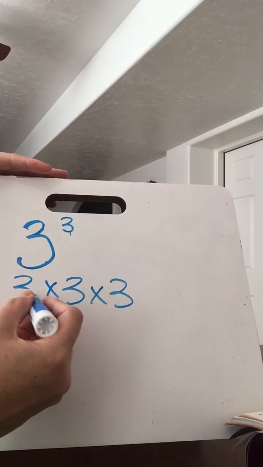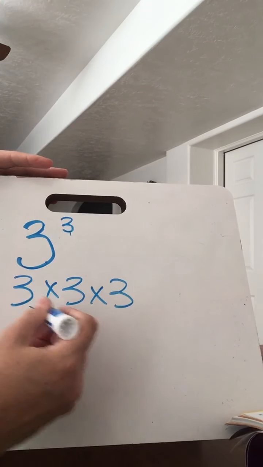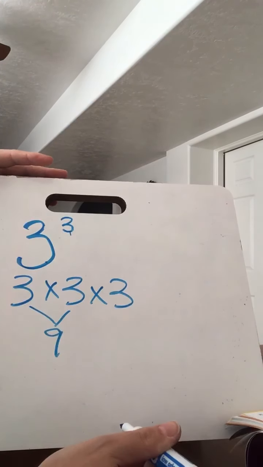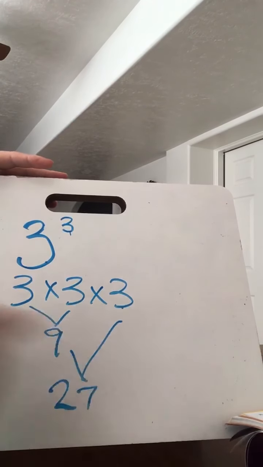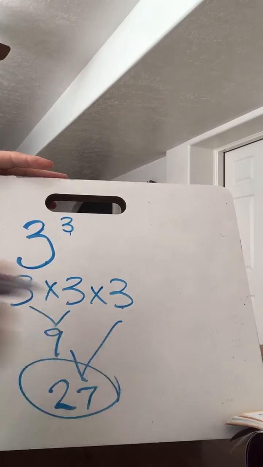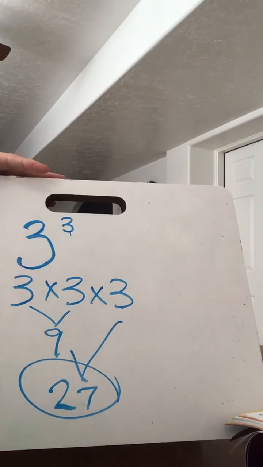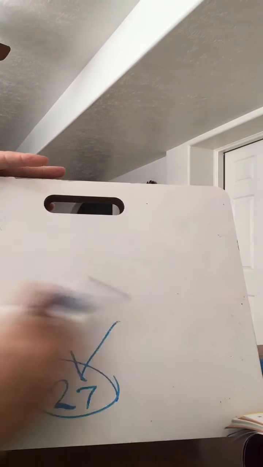So again, we've got to start with the first two 3s. 3 times 3 is 9. And now we've got one more 3 to times. So 9 times 3 is 27. So that would be your answer. Does that kind of make some sense? We will keep going over it a lot of times so that it makes sense.